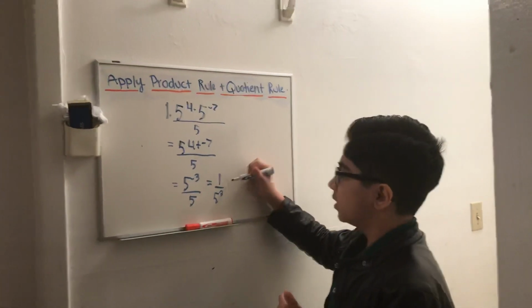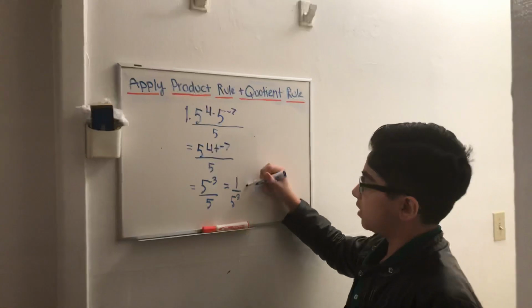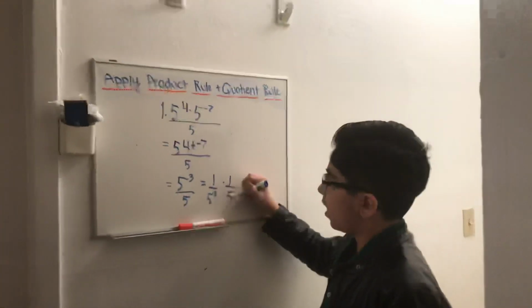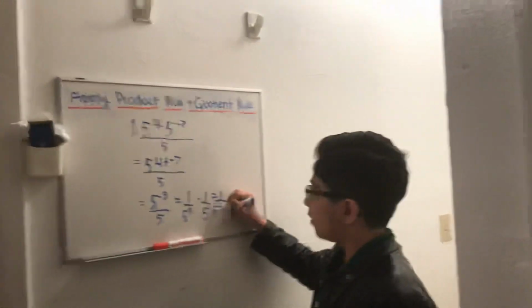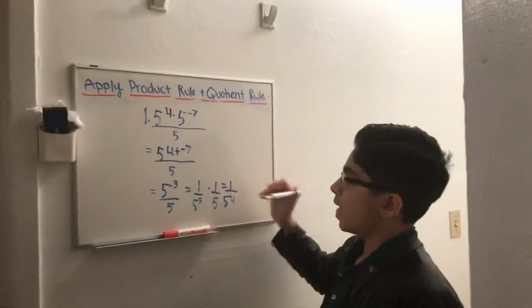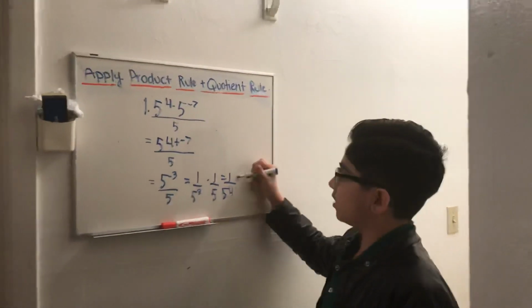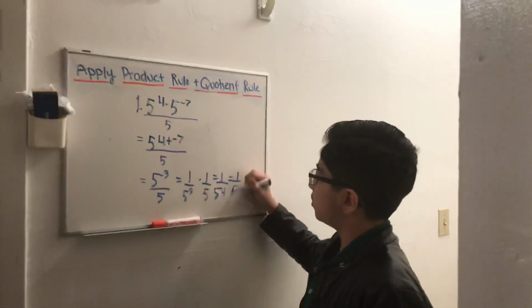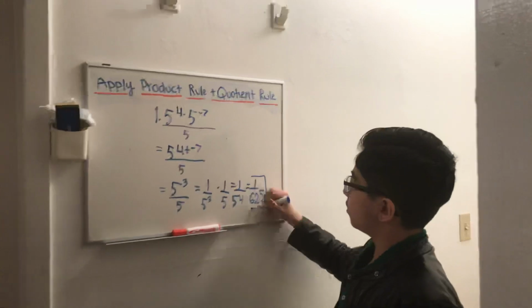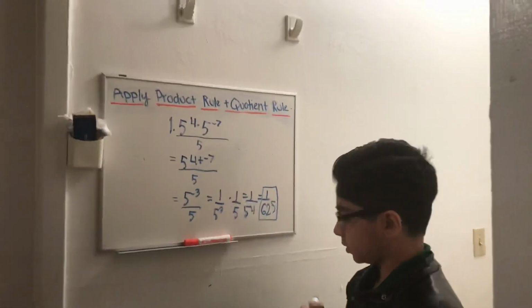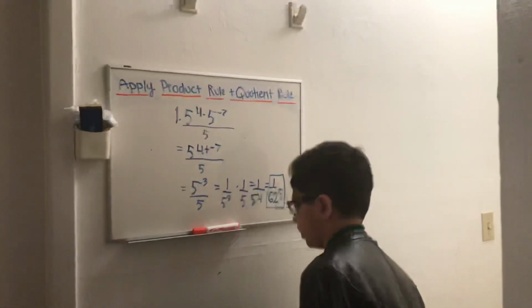So you get this result, and it's times 1 over 5, which equals 1 over 5 to the power of 4, and this expands to 1 over 625, and this is your final answer. Let's do another problem.